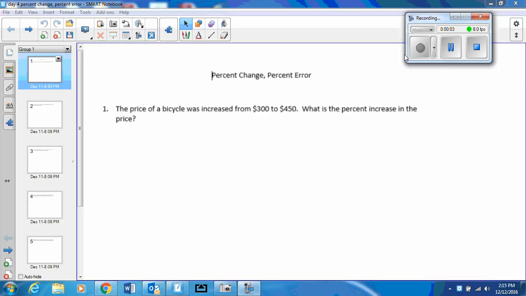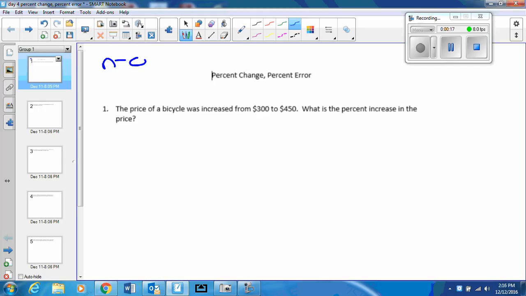This video will help you solve problems involving finding the percent increase or decrease, which is called the percent change, and the percent error, which is also called the relative error. In general, we're going to take the new amount, subtract the original amount from it, and divide it by the original. So it's the amount of change divided by the original amount.